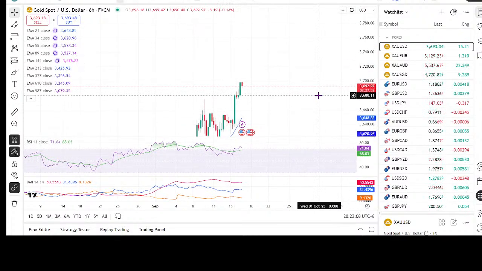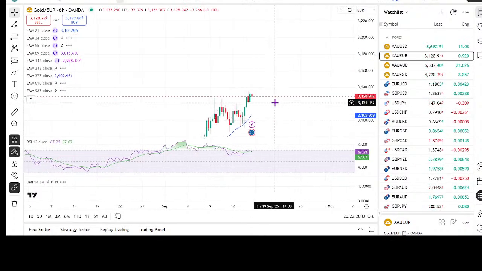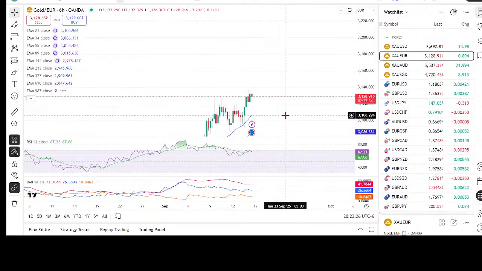Then we have an order to buy at 3110. Sorry, this is gold euro. Okay, gold euro. We have an order to buy at 3110, which is somewhere here. So which is going to be very far, and most likely I think we have another one at 3121. Okay, 3121 as the buying level. Okay, the 3121 is somewhere here.